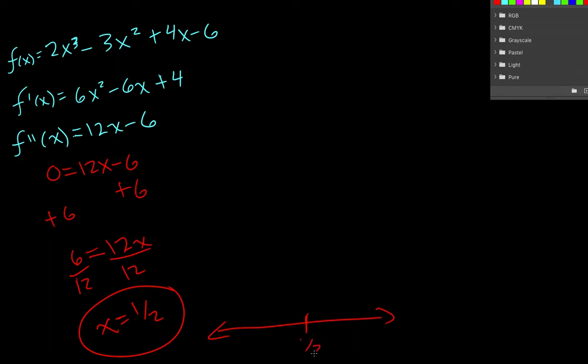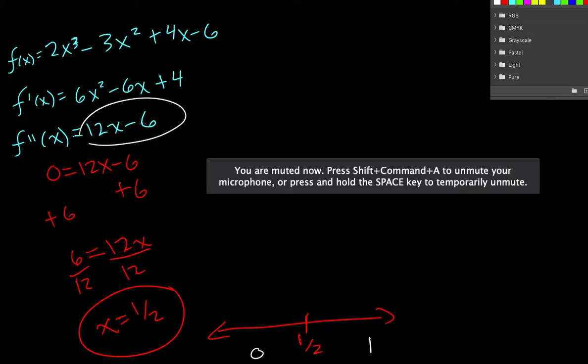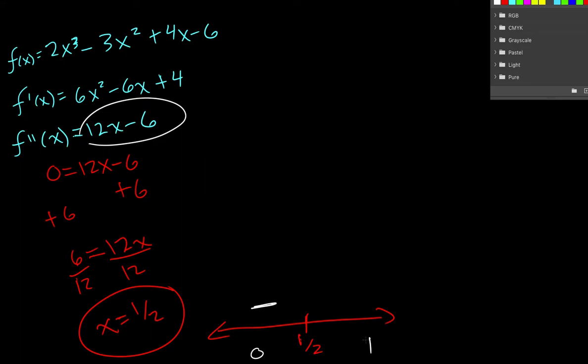We mark that. We choose values on both sides, so I'm going to choose 0 and 1. Now if we plug those into our second derivative, we just want to know if we get a positive or a negative value. If we plug in 0, this will go away, and we're left with negative 6, so that is negative. Now if we plug in a 1, we get 12 minus 6, which is a positive value, and so we get these.